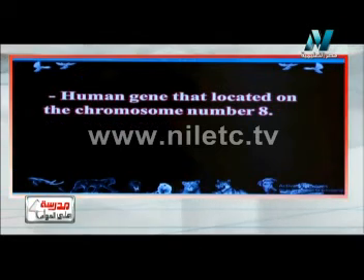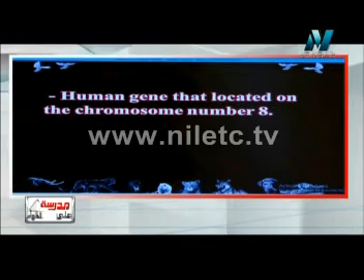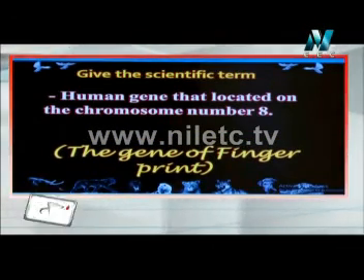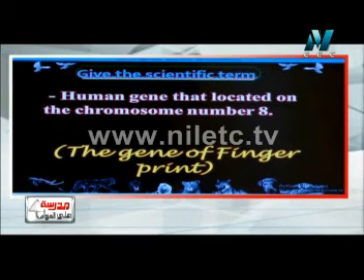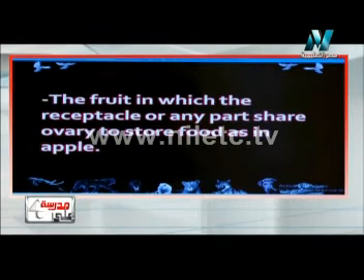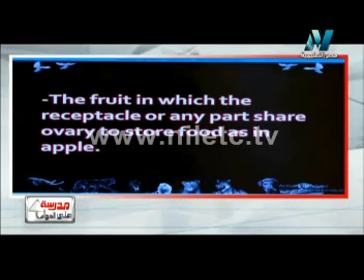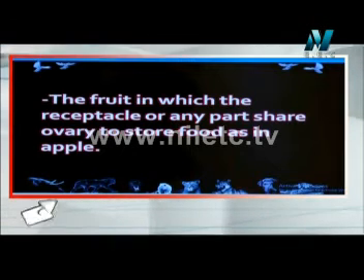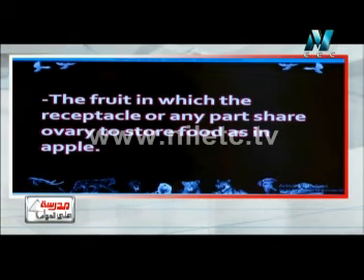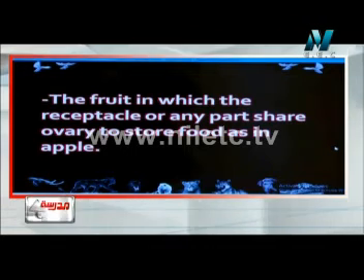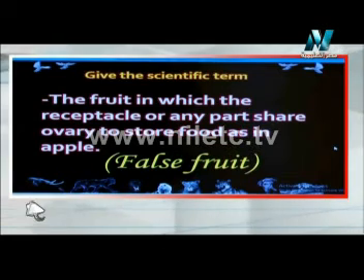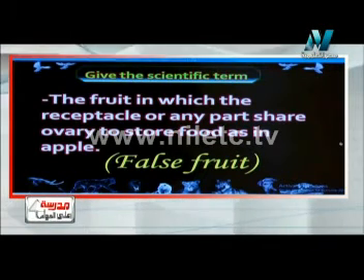The next scientific term. Human genes located on chromosome number 8. The answer is the fingerprint gene. So the gene of the fingerprint is located on chromosome number 8. The next question. The fruit in which the receptacle or any part of the flower besides the ovary stores food, as in the apple. A fruit in which another part of the flower shares with the ovary in forming the fruit is called a false fruit. So the right answer is the false fruit, as in the apple.